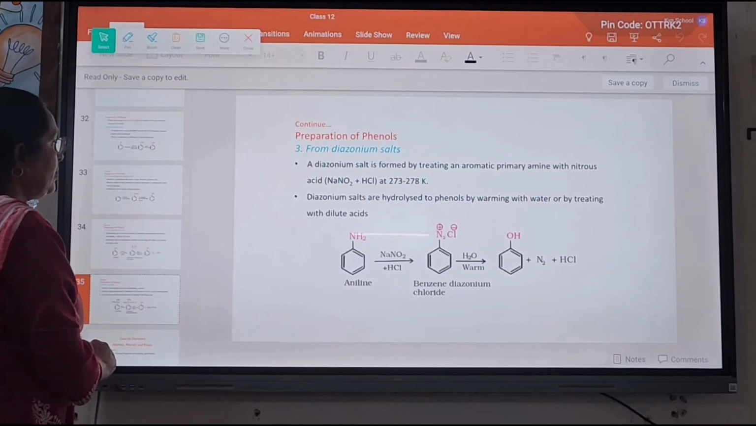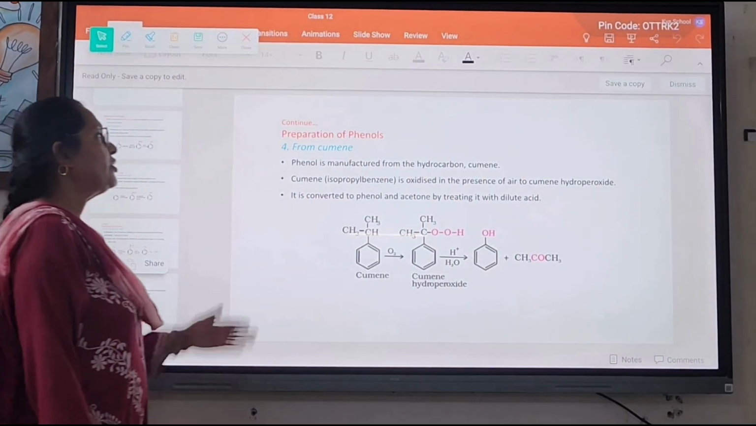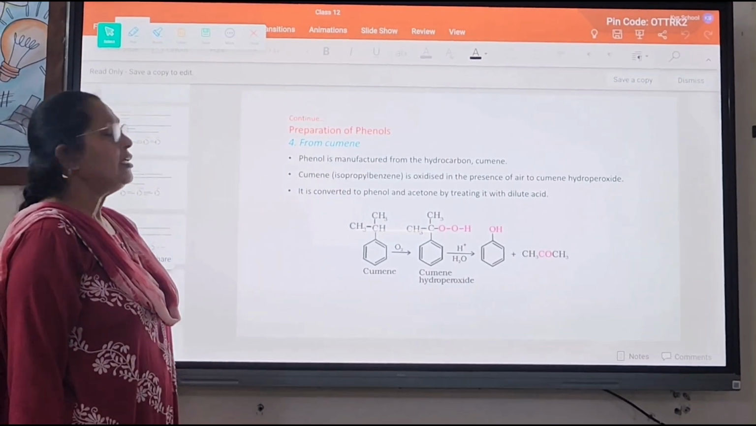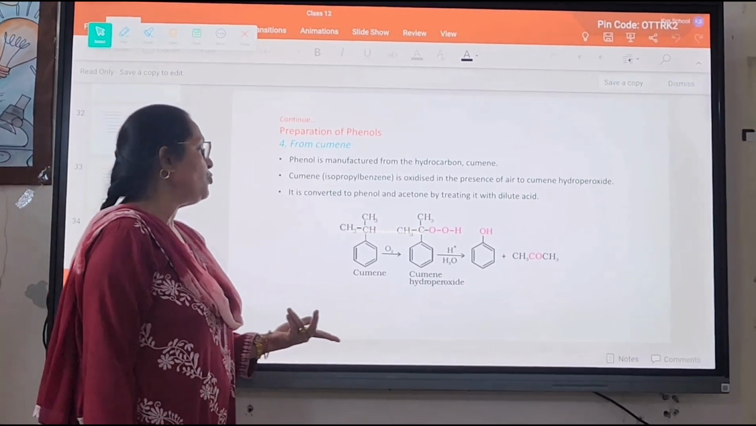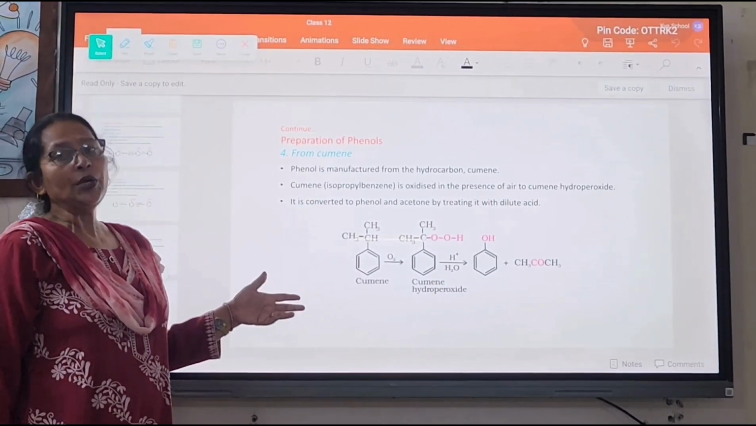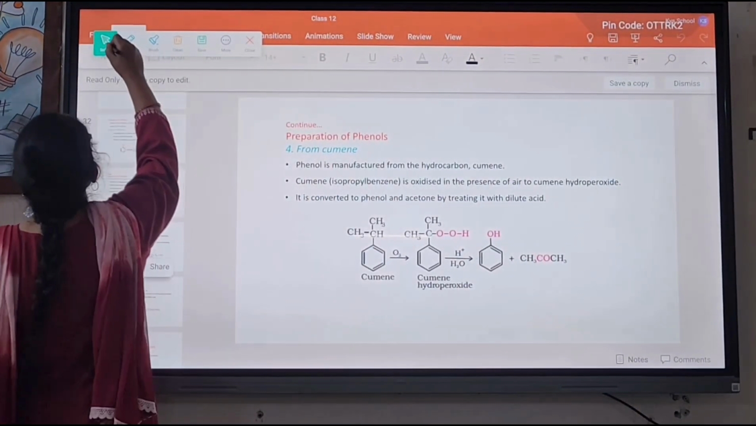The fourth method of the preparation of phenol is from cumene. It is a manufacturing method of phenol. What is cumene? Cumene is formed by the reaction of benzene with propene. It will give isopropyl benzene.